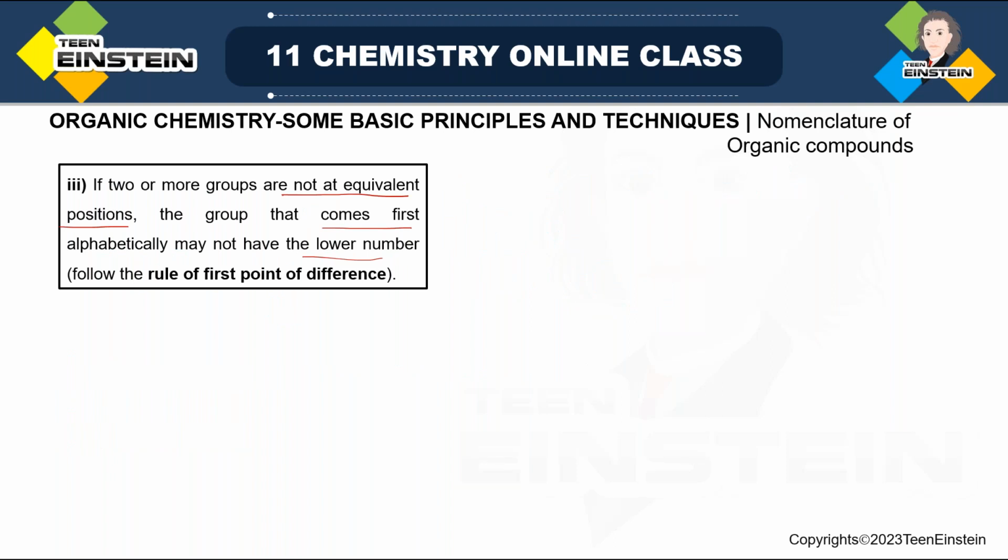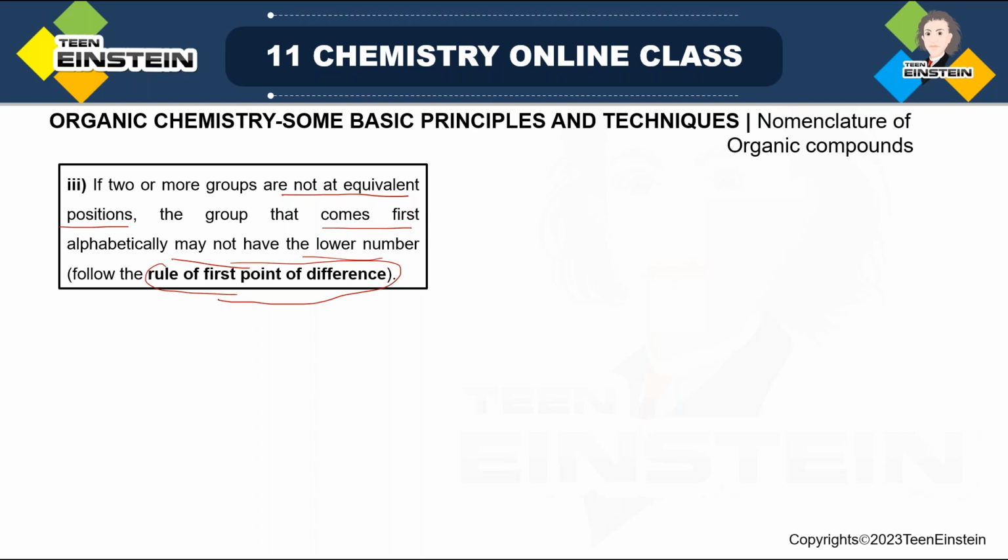And when you are following that first point of difference, it may be that the alphabetical order, suppose ethyl is coming before methyl, but still it is not getting the lowest number, because after all you have to give preference to the rule of first point of difference. In the previous example, there is no first point of difference, so that is why we have given preference to the alphabetical order, or we have given preference if there is a functional group. But if there is a first point of difference, you can apply this rule. Obviously, then you have to follow this rule.